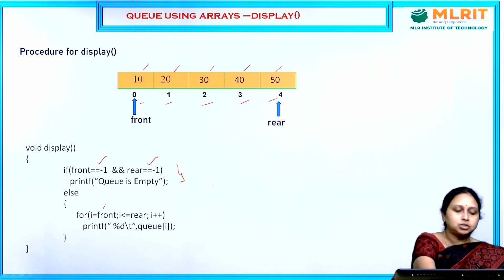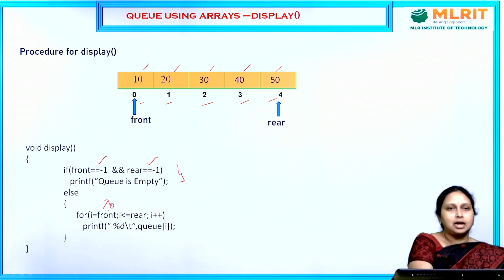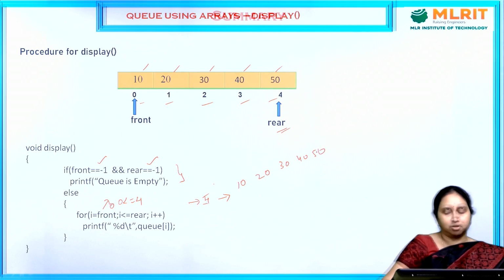We initialize i equal to front. Front is pointing to 0. And i less than or equal to 4, that is 0 less than or equal to the last index, which is rear. And i will be incremented. So this loop will iterate, 0, 1, 2, 3, 4, sorry, it will iterate for 5 times, so that you can display all the elements of your queue, 10, 20, 30, 40 and 50. All the elements will be displayed.